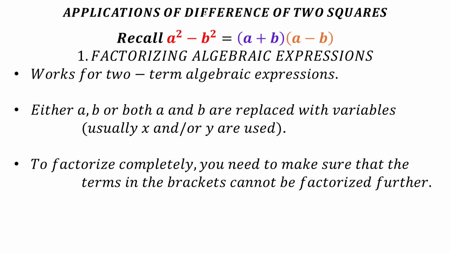And to factorize completely, you need to make sure that the terms in the brackets cannot be factorized further. For example, if you take the equation we have at the top here, a squared minus b squared equals (a plus b) in one bracket, (a minus b) in another bracket. This is completely factorized, so you make sure that the terms in the brackets cannot be factorized further. If you derive any answer and the terms in the brackets can be factorized further, then you've not factorized completely. So let's look at some examples.